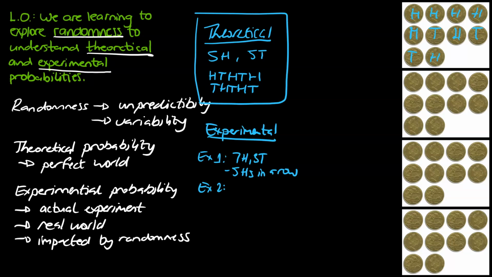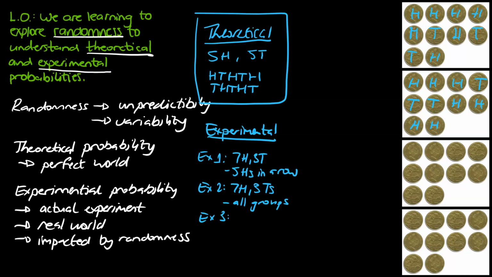So let's have a look at the second one. We've got heads, heads, heads, tails, tails, tails, heads, heads, heads, heads. Again, it didn't switch back and forth between heads and tails. There's a group of heads, a group of tails, and then another group of heads. So again, we had 7 heads and 3 tails, and they were all in groups. That's quite interesting as well.